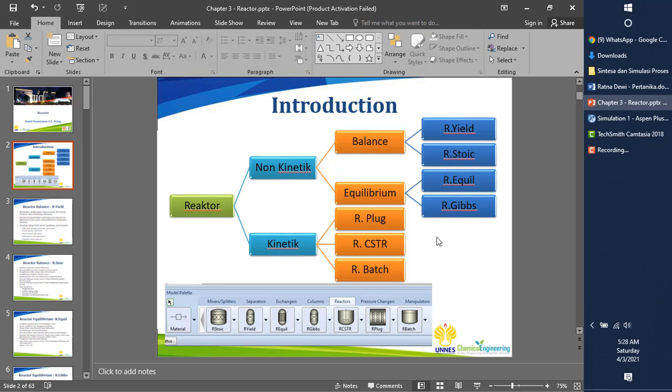And the last one, the kinetic reactor. There are 3 types of reactor you can use in Aspen Plus: R-plug, RCSTR, and R-batch. R-plug is a reactor where the conversion is a function of the length of the reactor, while CSTR stands for continuous stirred tank reactor. The conversion is based on the volume of the reactor, while in the batch reactor, the conversion is dependent on the reaction time, a time-dependent variable.